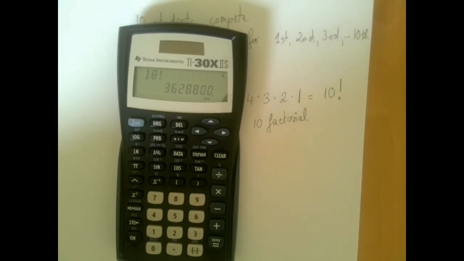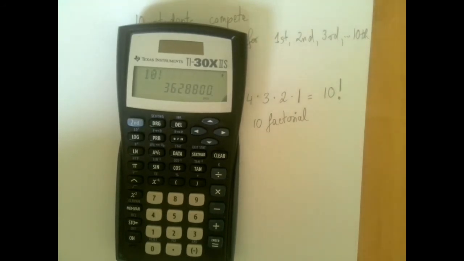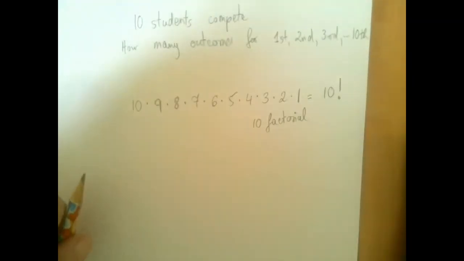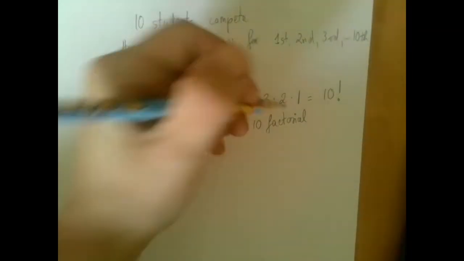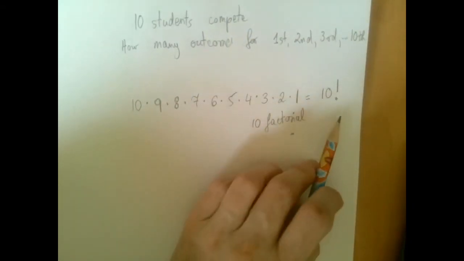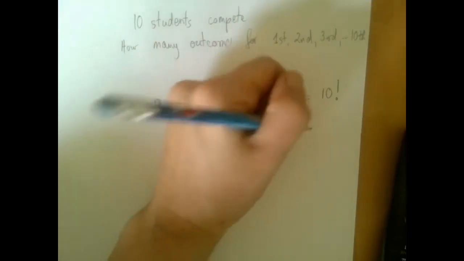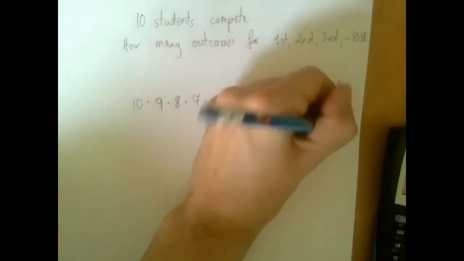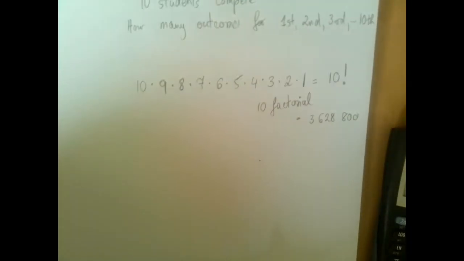What is that? It's 3,628,800. That would not be fun to list. That's why sometimes we just prefer this notation. So it's 3,628,800. That's a lot of outcomes.